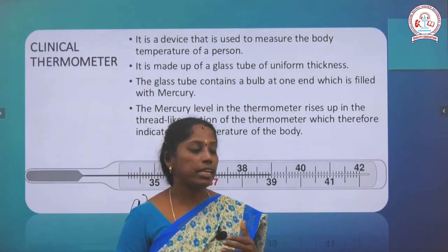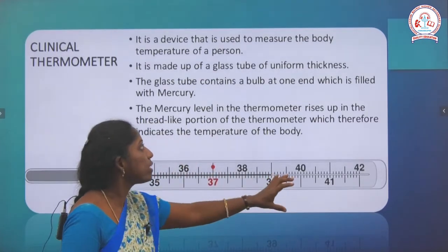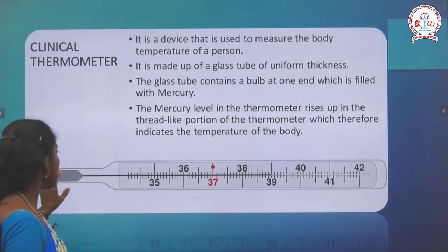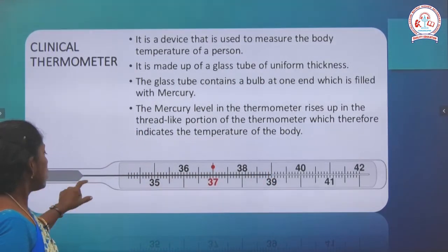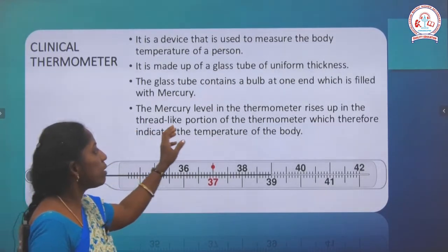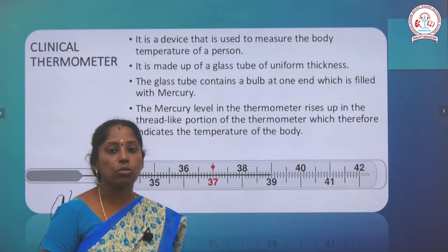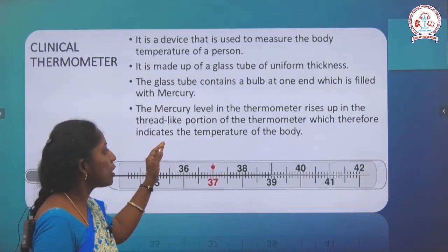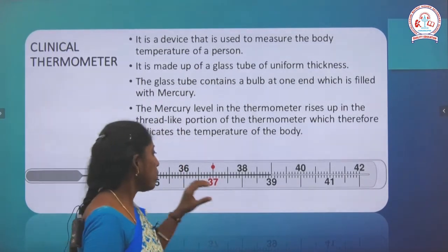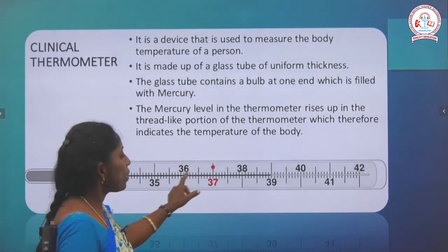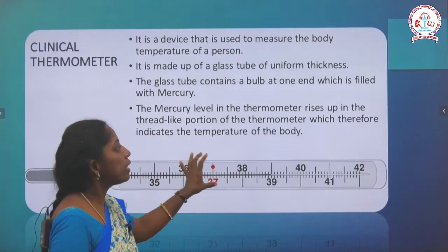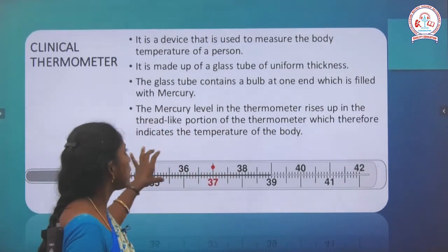What is the structure of this clinical thermometer? This is the structure of the clinical thermometer. It is a glass tube of uniform thickness. At the edge of that there will be a glass bulb, which contains mercury metal. When the mercury level rises in the thread-like portion of the thermometer, it indicates the temperature of the body. We know that from 35 to 42 degrees Celsius we can identify using this clinical thermometer. This is the structure of the clinical thermometer.